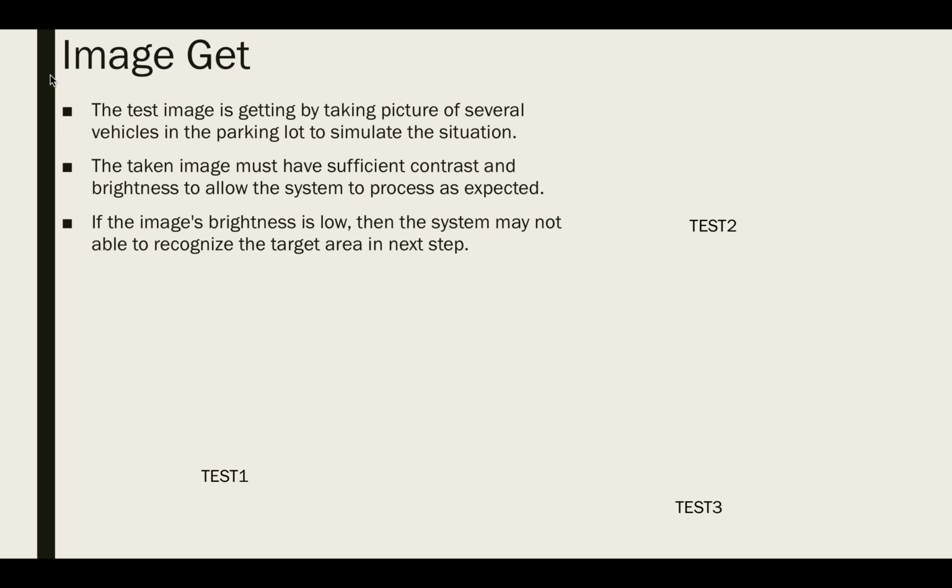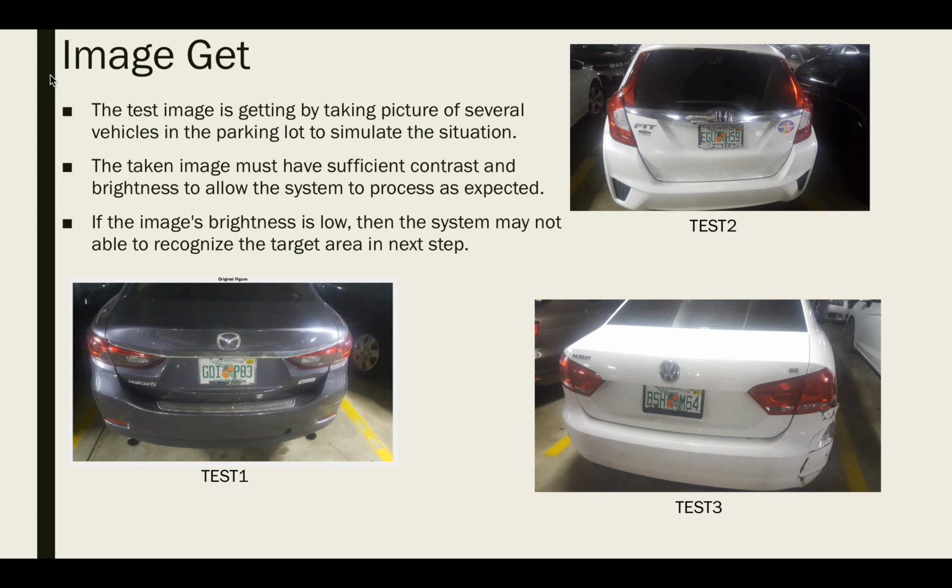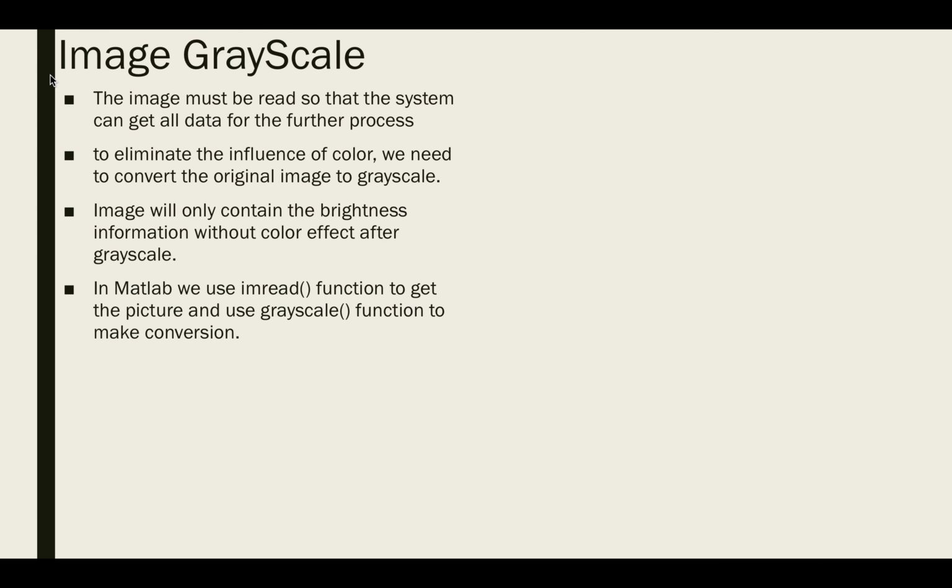And here is the first part of my system, the image get. I took my 3 test images from the parking lots to simulate the situation. And each image must have sufficient contrast and brightness to allow the system to process as expected. If the image's brightness is too low, then the system may not be able to recognize the target area in the next step.